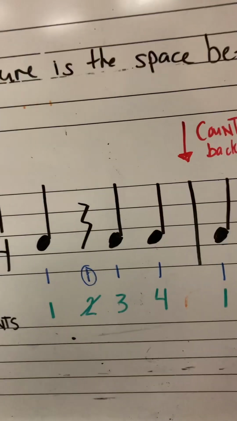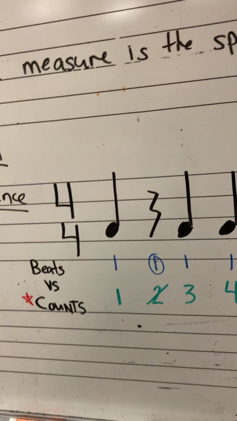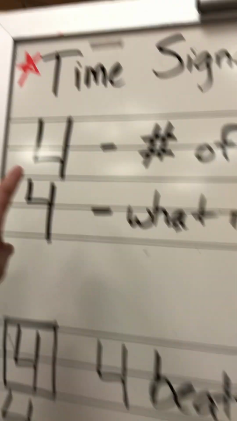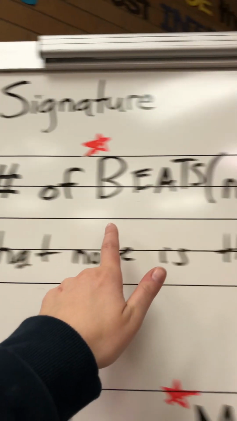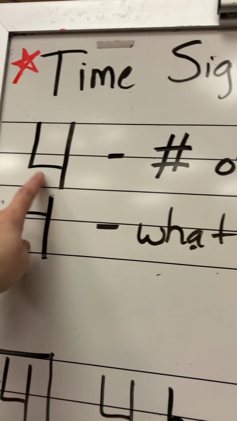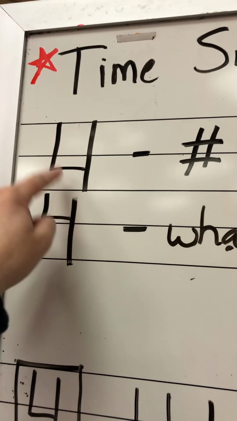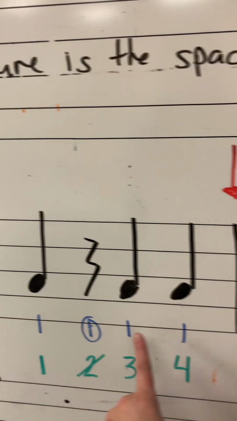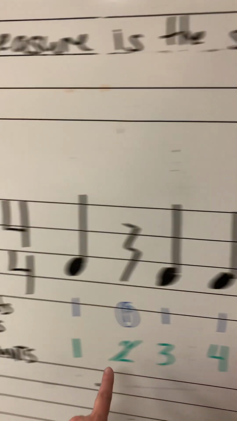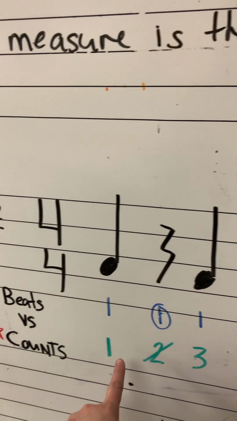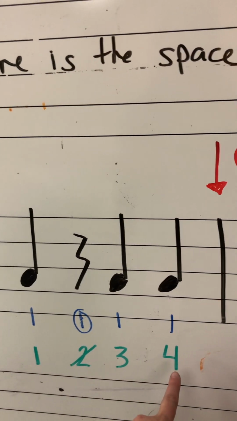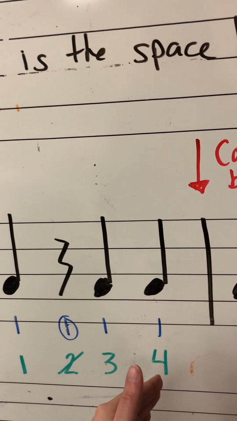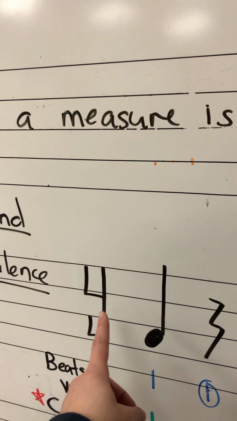So going to counts, this is the tricky part that a lot of people get confused. When we do counts, going back to this top number, this tells you the number of beats, but it also tells you the max, the highest number you can use in between these bar lines. So if you look down here on my count column, I use 1, 2, 3, and 4. I can't use a 5, I have to use all 4 of those numbers because this top number is 4.